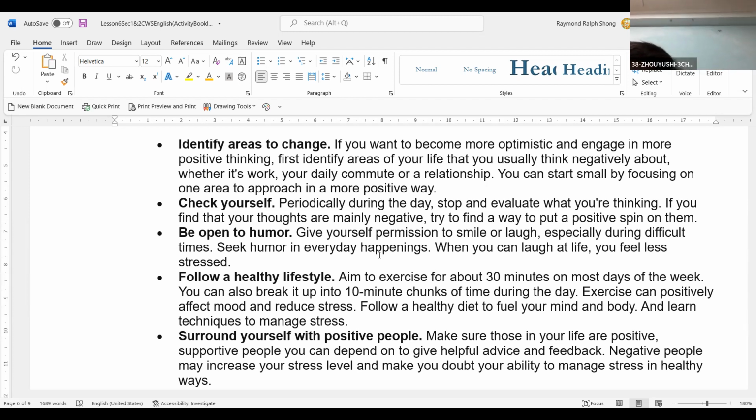Check yourself. Regularly during the day, stop and evaluate what you're thinking. If you find that your thoughts are mainly negative, try to find a way to put a positive spin on them. Be open to humor. Give yourself permission to smile or laugh, especially during difficult times. Seek humor in everyday happenings. When you can laugh at life, you feel less stressed.